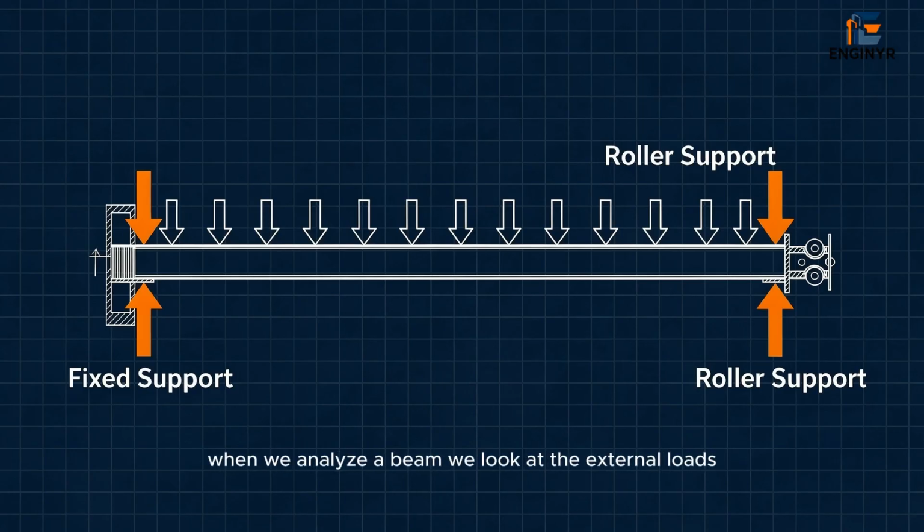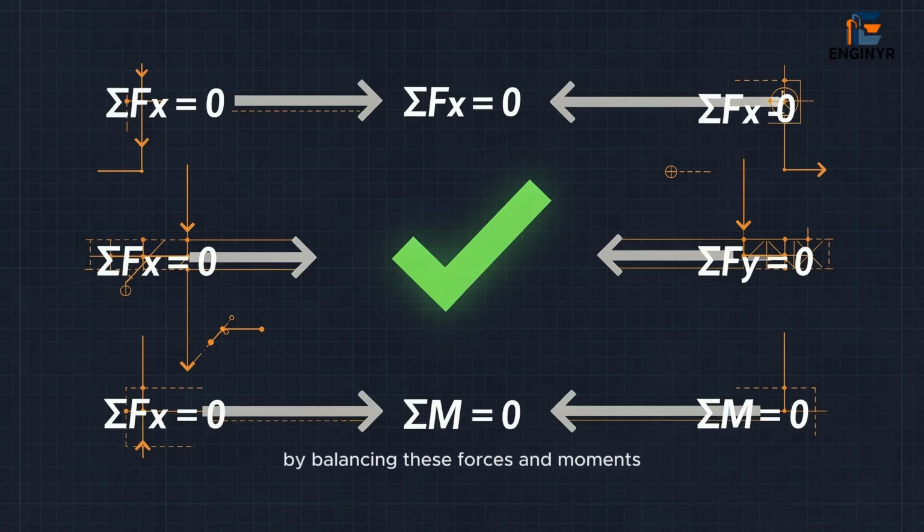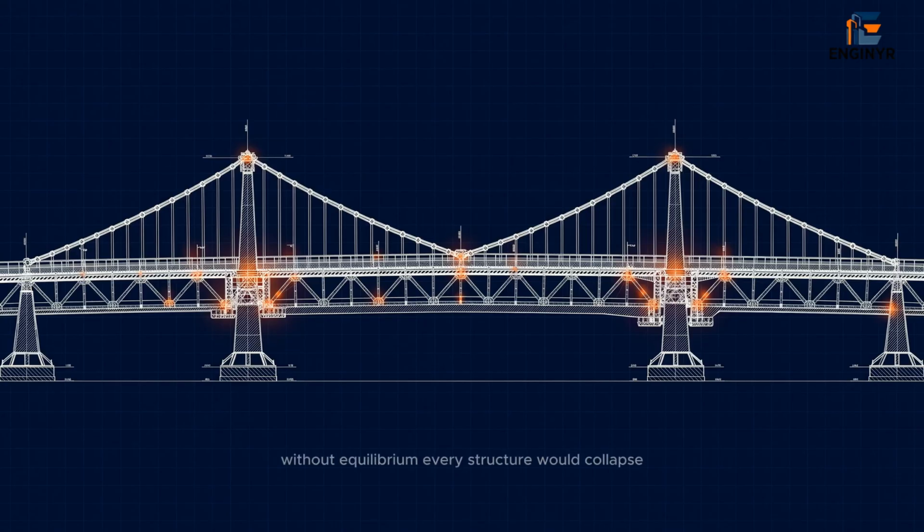When we analyze a beam, we look at the external loads, the supports, and the reaction forces pushing back. By balancing these forces and moments, we can calculate exactly how much load each part of the structure can carry. Without equilibrium, every structure would collapse. It is the bedrock of structural safety.